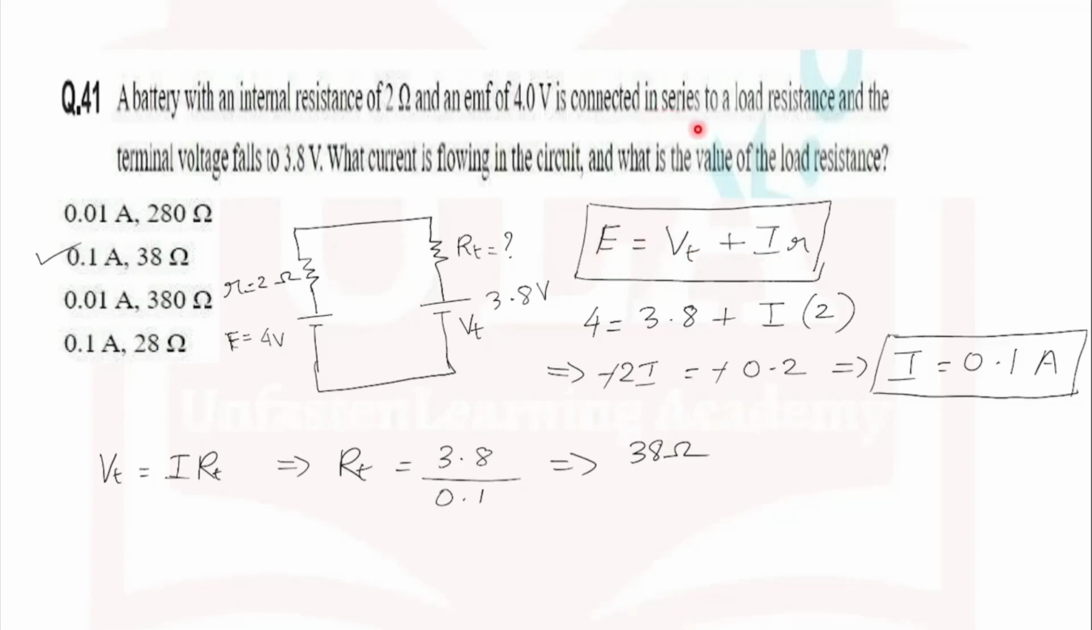Since it's given in series, the current will be the same, so we can denote I as a common value. Now if you substitute, we can take the small r as internal resistance and RT as terminal resistance, that is our load resistance. Substituting, I will be equal to 0.1 amperes. Next, we have to find out the value of the load resistance as well. So Vt is equal to I into RT. If you substitute, you will know the load resistance value. So you can choose option B as the correct answer for the value of current and the value of load resistance.